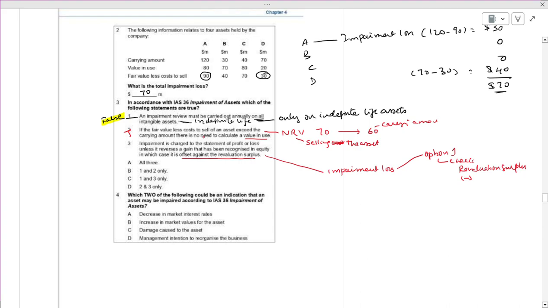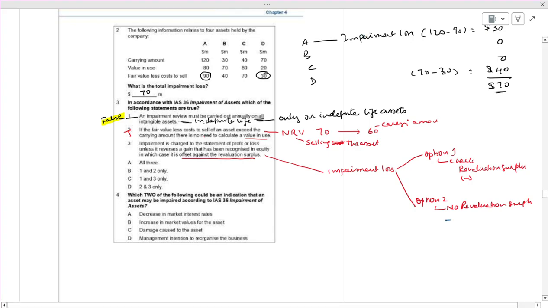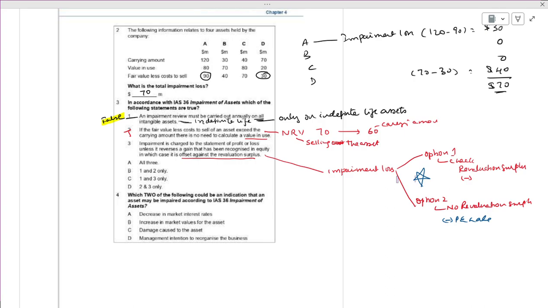Now if there is no revaluation surplus, that is option 2. No revaluation surplus, then what are you doing? We are deducting it from the profit and loss account. Very, very important point. Understand? Keep it in mind.